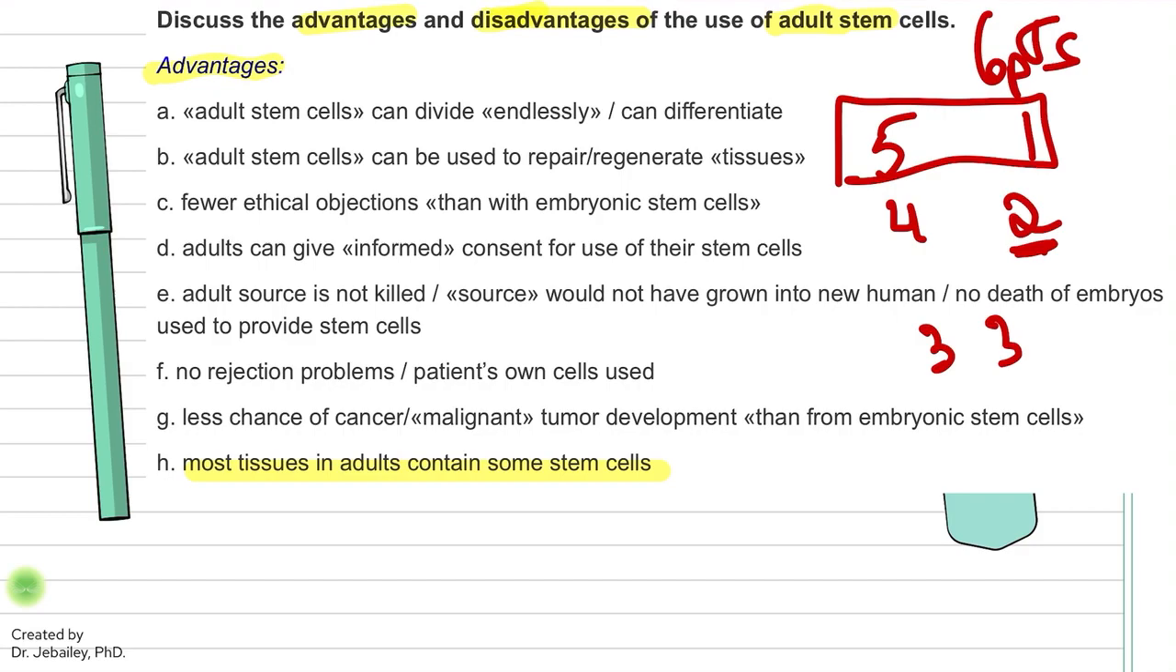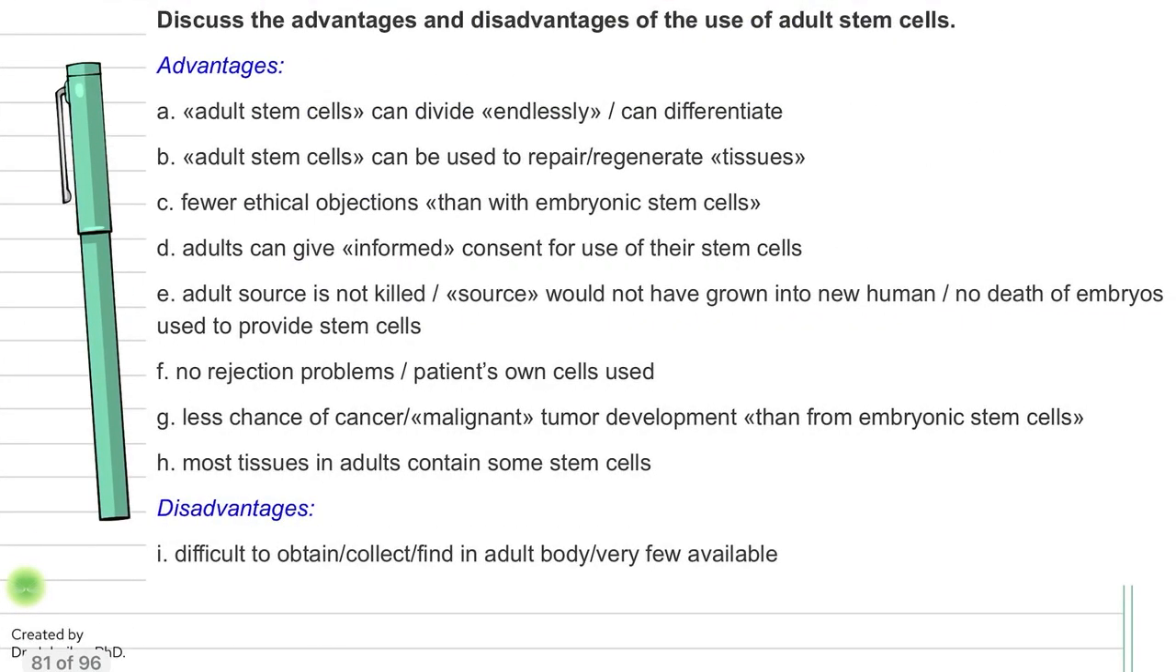So let's look at the disadvantages. The disadvantage is it's difficult to obtain, collect, or find adult stem cells; very few are available. So even though here it says it can be found in most adults' tissues, it's not that easy to find them. They can be there, but that doesn't mean you can find them. Second, some adult tissues contain no stem cells. So just because we say there are some adult stem cells, it doesn't mean that you can easily have them. Some adults don't have any more stem cells while others do. So it depends on the body.